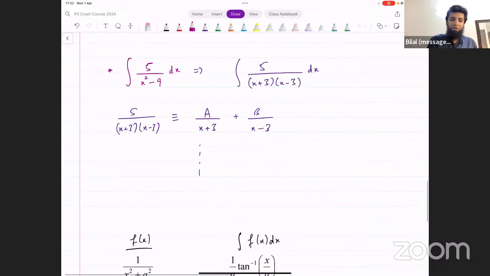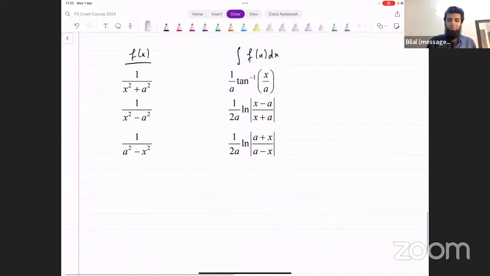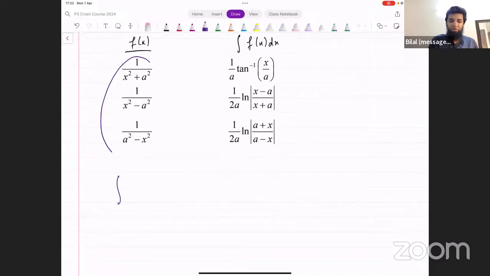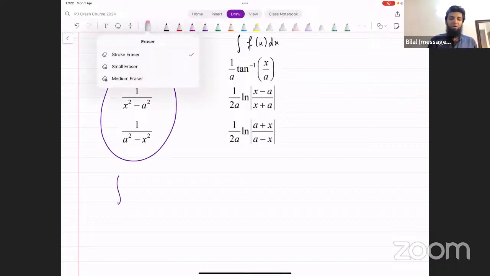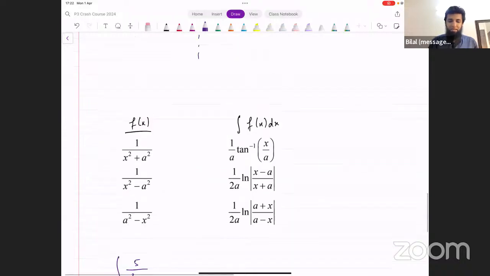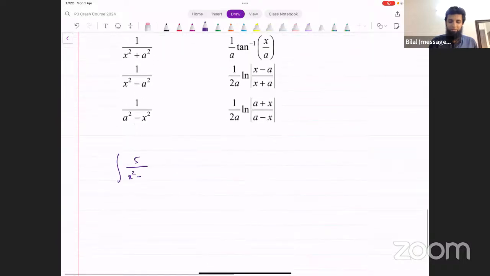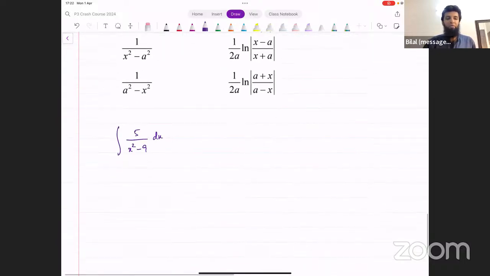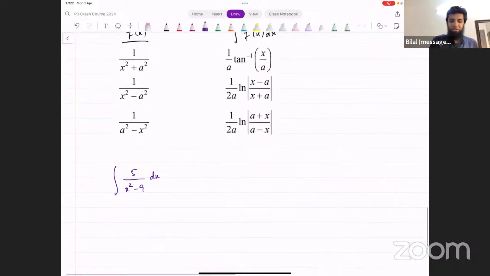This is 5 over x squared minus 9, right? Let me write that down here. So these are 3 different forms. They look similar. 1 over x squared plus a squared, 1 over x squared minus a squared, 1 over a squared minus x squared. We have done the first one already, the tan inverse form. But if we had 5 over x squared minus 9, like we had here. Now, the proper way, as I said, would be to find partial fractions, then integrate those 2 fractions separately. But in this case, since we're given this formula in the formula sheet already, x squared minus a squared in the denominator, we can actually write it like this.